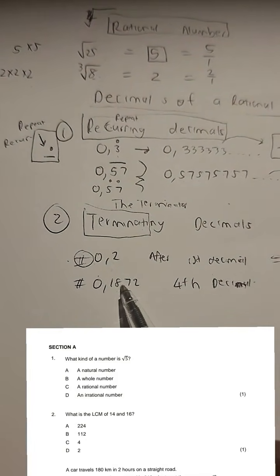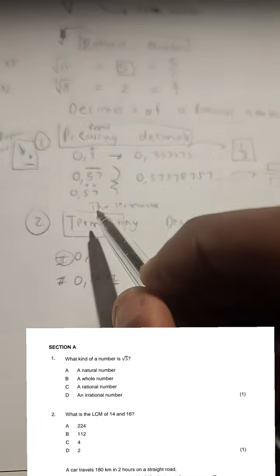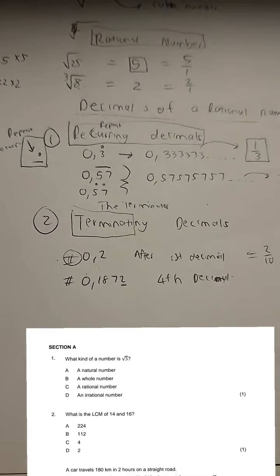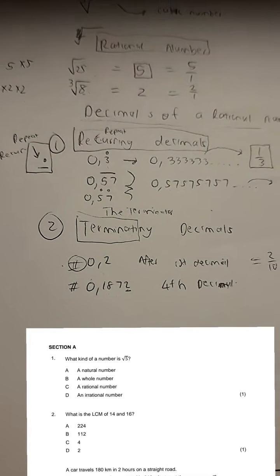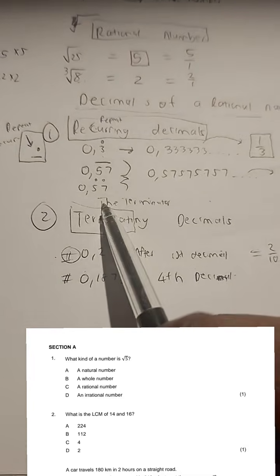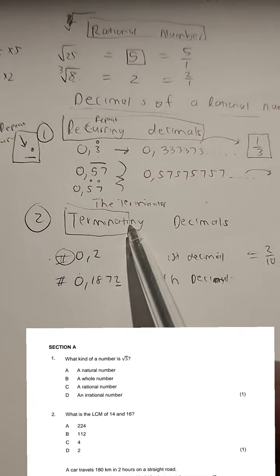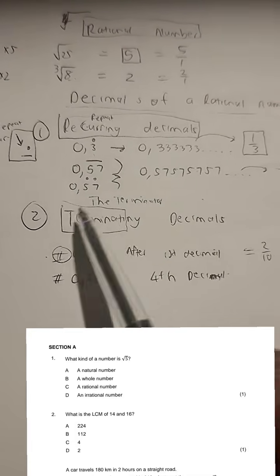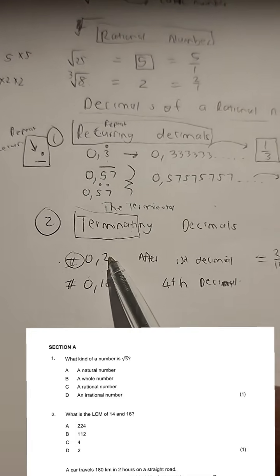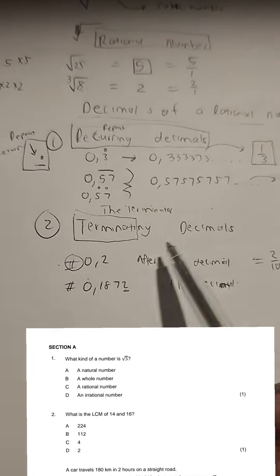0.1872 stops at the 4th decimal place. At the 4th decimal place, we stop, we terminate. Terminate means to stop, to terminate a pregnancy, to terminate a contract, termination of employment. Where are we stopping? At the 4th decimal place, we are terminating the decimal. That's a rational number. Where do we stop? At the 1st decimal place, we are terminating the decimal. We say this is a rational number as well.